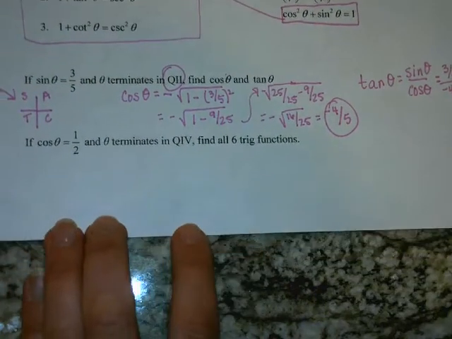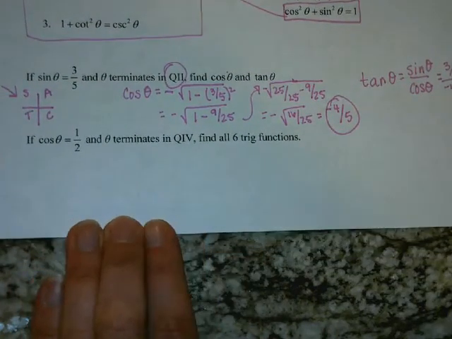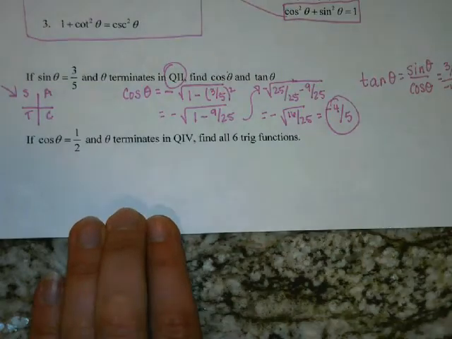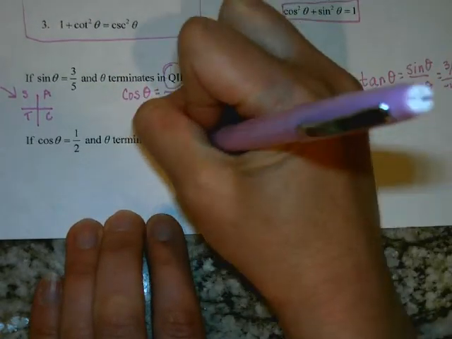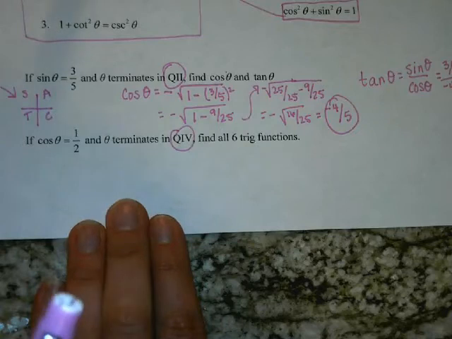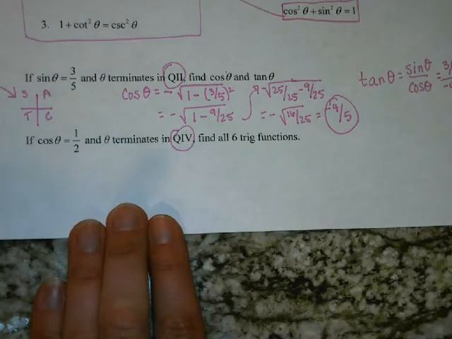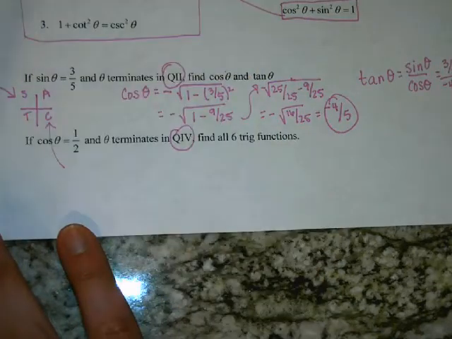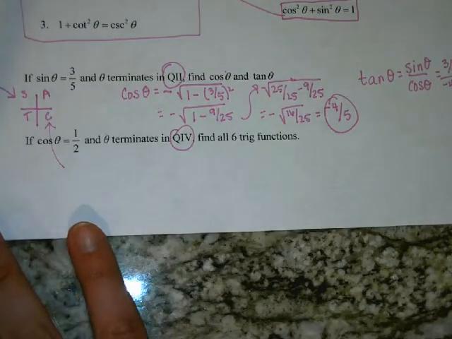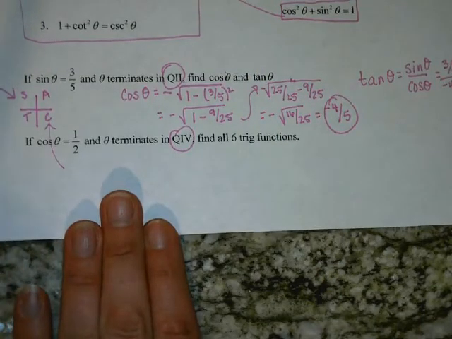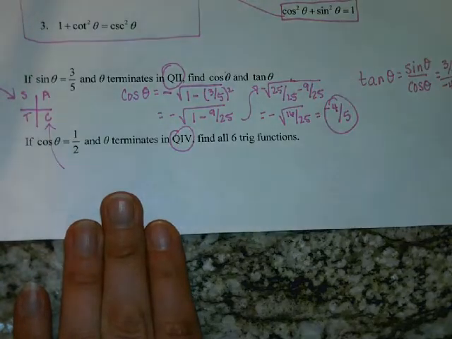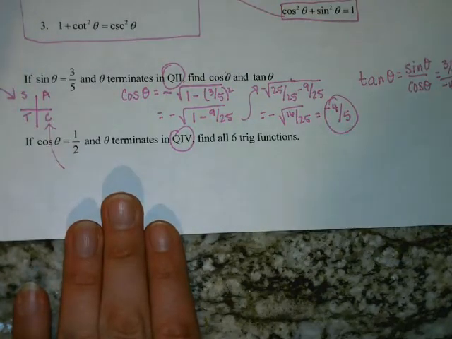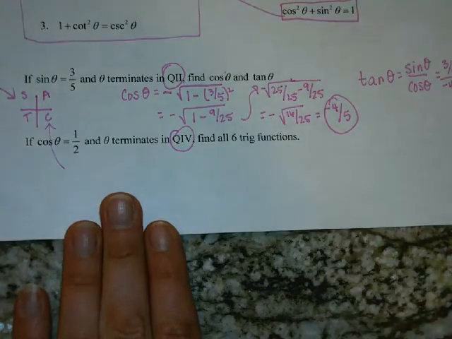All right. Last one there. If cosine of theta is 1/2 and theta terminates in quadrant 4, I'm in quadrant 4, find all 6 trig functions. All right, well, if I'm in quadrant 4, I'm going to look at this guy right up here. Cosine and its reciprocal are the only 2 that are positive. Everybody else is going to be negative. Okay? If you miss the negative sign, it's wrong because we need to be in quadrant 4.